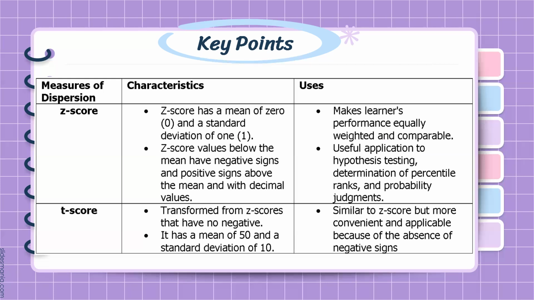On the other hand, t-score is a transformed score from z-scores that have no negative signs. It has a mean of 50 and a standard deviation of 10. It is similar to z-score, but more convenient and applicable because of the absence of negative signs. So that ends our discussion on standard scores, z-score, and t-score.